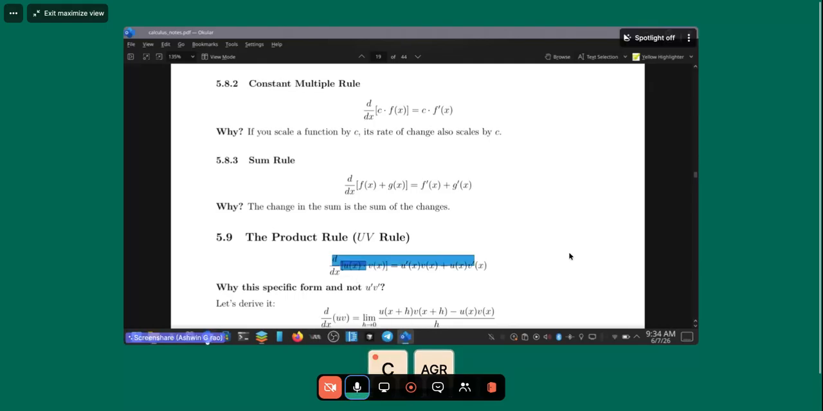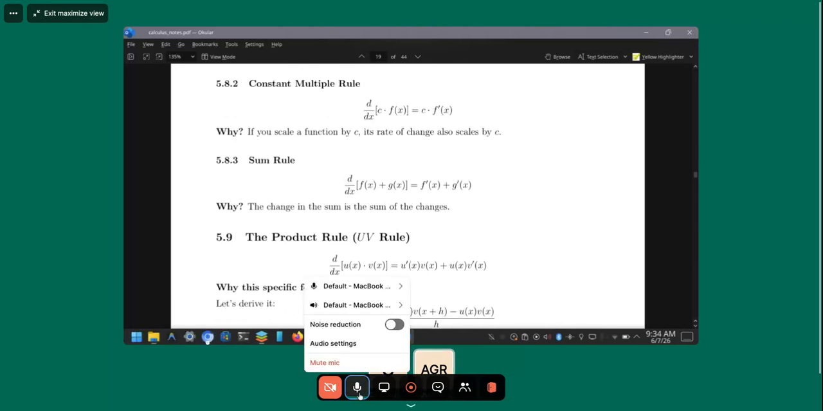What is the UV rule? What do U and V stand for? Any particular thing? This document I generated through LaTeX, sir. Okay, no, what is the UV rule? Does UV stand for something? Hmm?